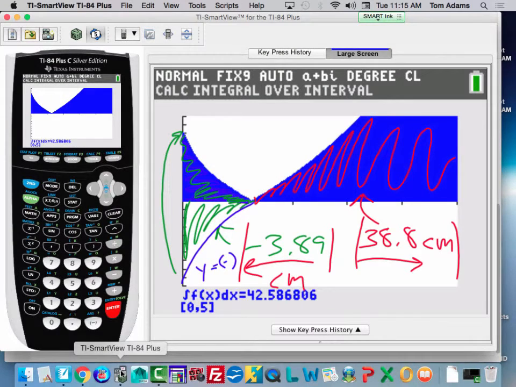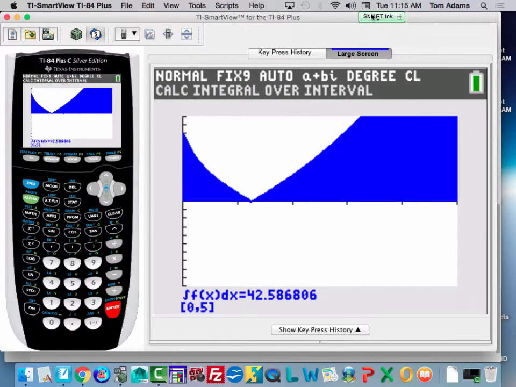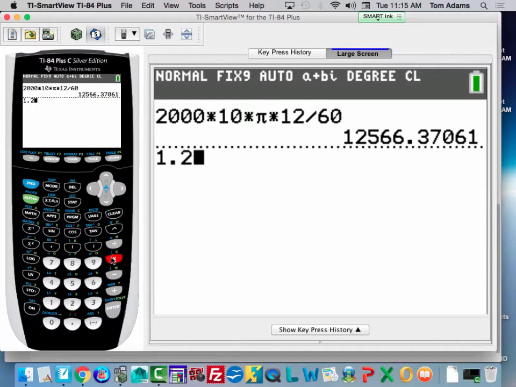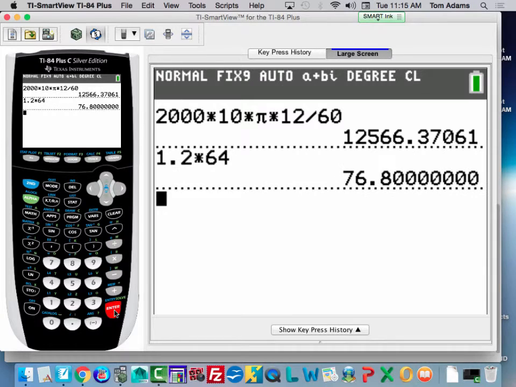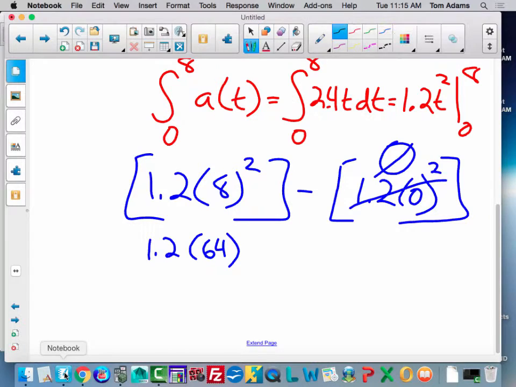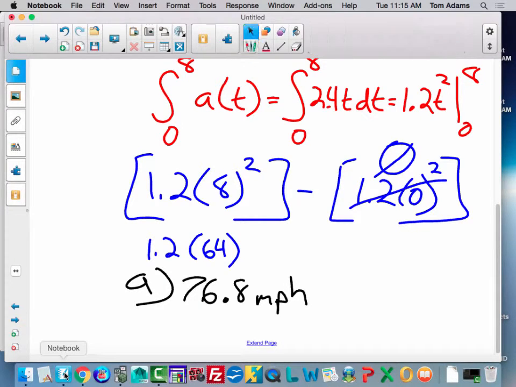Plug it into my handy dandy calculator. Whoops, got to clear off all my ink here. And so I'm going to say 1.2 times 64, 76.8, right? Does that look good? So this is 76.8 miles per hour. That's part A. Does that make sense? Pay attention to this, because this is just like a type of problem that you'll get on the AP Calculus exam. Very practical. Just about every one of the constructed responses are very similar to this.